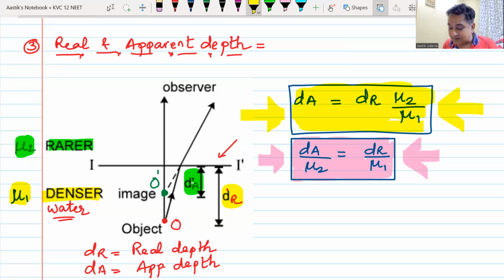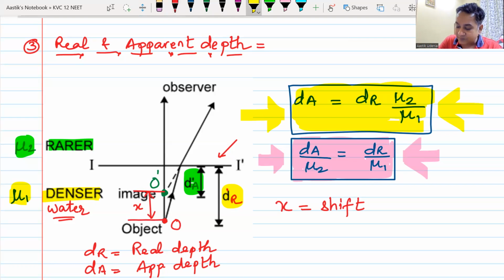Then you will have to remember something known as the shift. How much the object appears to be shifted. Now look at this. The object is actually here, but it looks here. So this distance is known as your shift x.